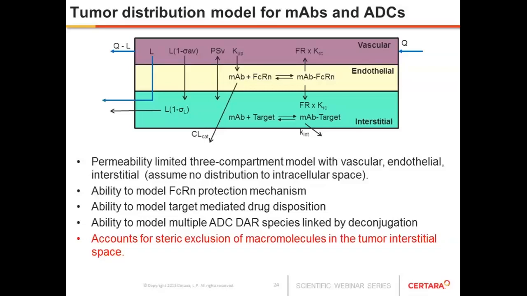For the ADC model, we can still model multiple ADC drug-antibody ratio species linked by the deconjugation and the formation of the payload within the tumour, which is then in turn modelled by the small molecule tumour model. And similar to what I described for the other therapeutic protein model, we can account for the steric exclusion of macromolecules, which is relevant really to monoclonal antibodies because of their large size and really impairs access to the interstitial space.